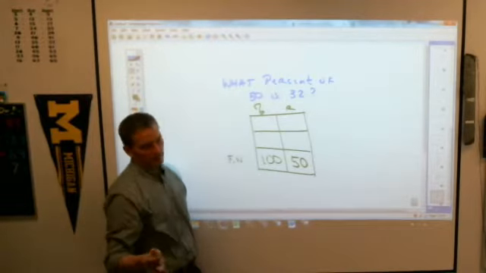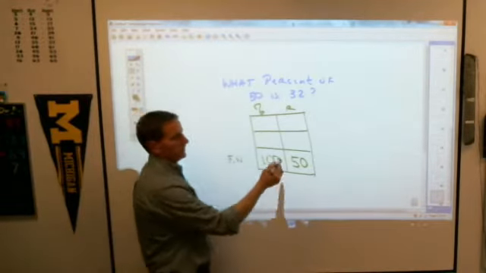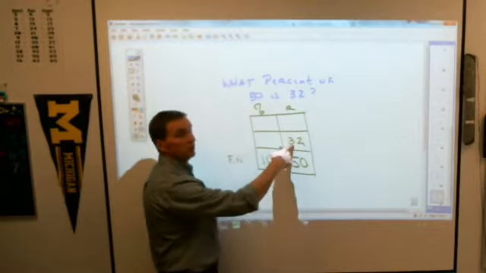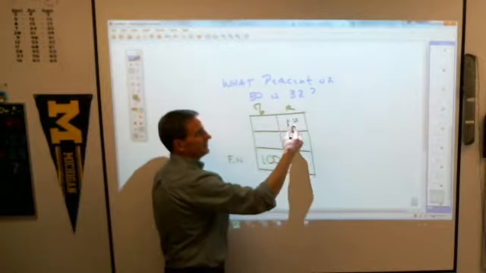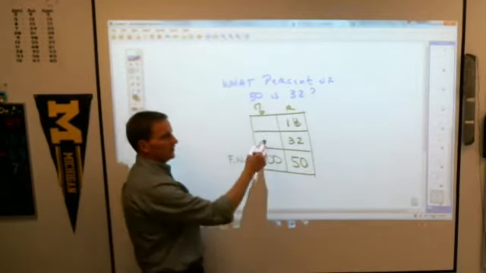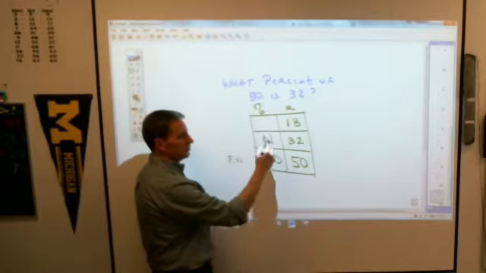And 32, it doesn't matter which one you really put it in, because I don't have any percents there. I just know I'm splitting 50 into 2 parts. One of them is 32. The other one you could figure is 18. I don't need the 18, but I know it's there. What do I want to know? I want to know what 32 is what percent.